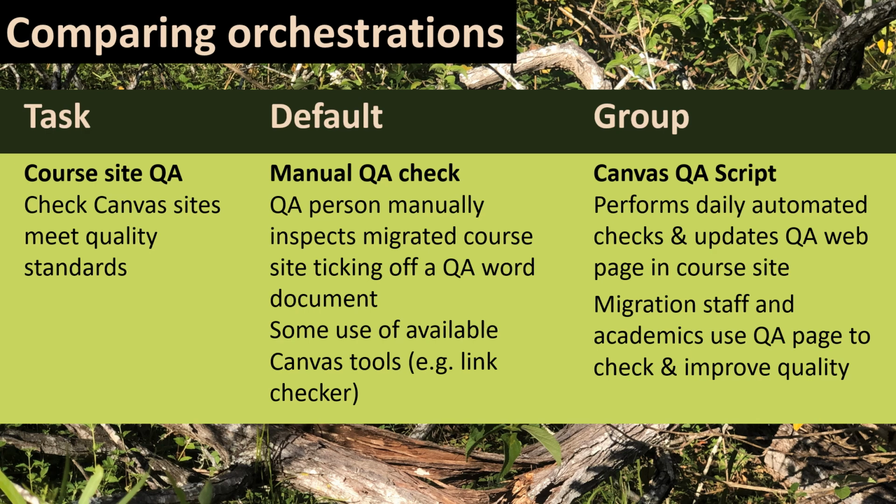This video offers a comparison between two different orchestrations, two different methods for performing quality assurance checks on Canvas course sites. In particular, this is important as part of the migration process, taking courses from the Blackboard Learn learning management system to the Canvas LMS. It's one of three similar videos comparing orchestrations for three related migration tasks.